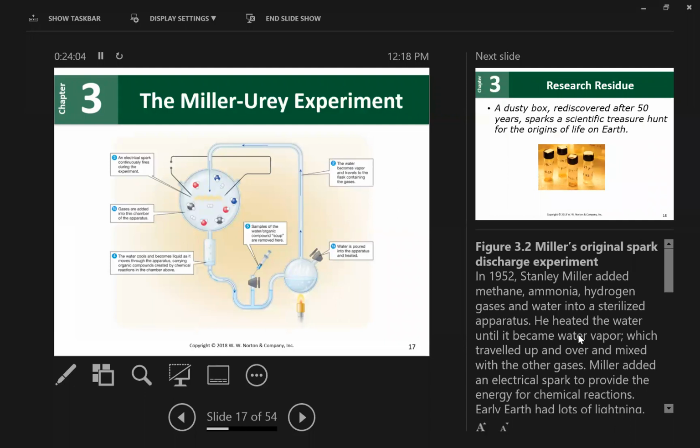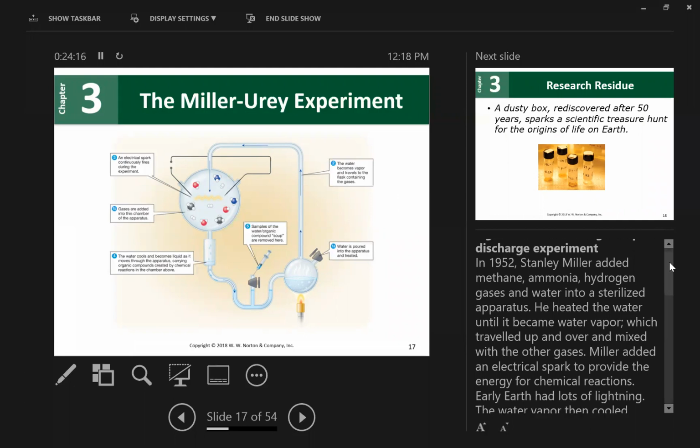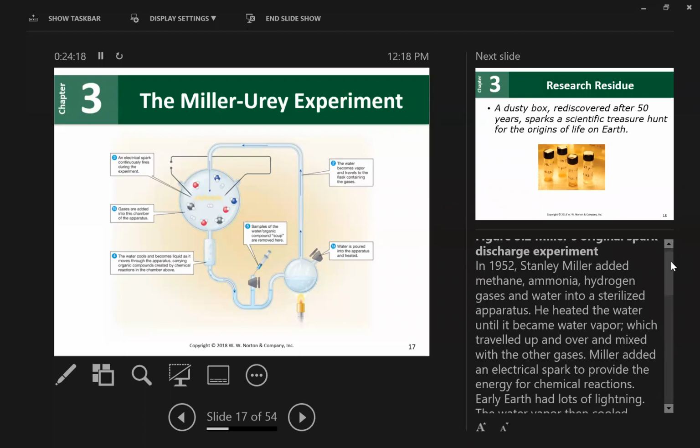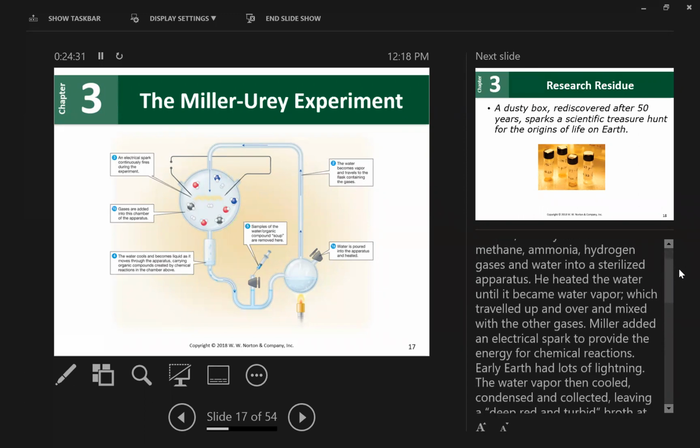If you refer to your book, figure 3.2, we see Miller's original spark experiment. In 1952, Stanley Miller added methane, ammonia, hydrogen gases, and water to a sterilized apparatus. He heated the water until it became water vapor, which traveled up and over and mixed with the other gases. Miller added an electrical spark to provide energy for the chemical reactions.